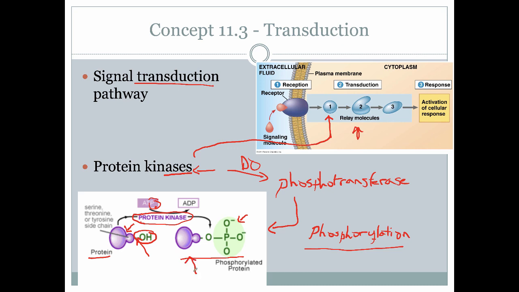That target protein that is now phosphorylated has a different activity now. It may be an enzyme that does a function. It may be some other type of protein that modifies the structure of a cell somehow. It can have a lot of different outcomes. But think of this as a switch. A protein kinase is going to turn on a target protein by phosphorylating it. So it's a way of, again, relaying the signal inside the cell.